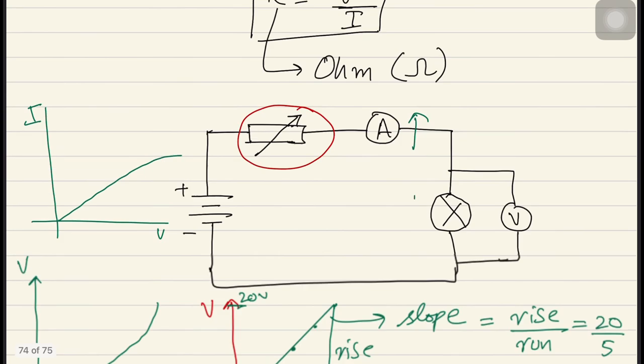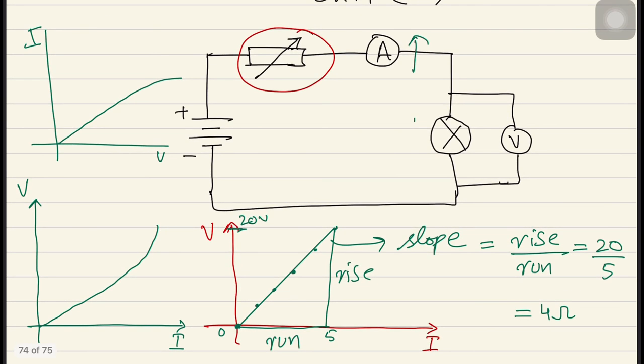Now in this case of the bulb, since the current and voltage are not directly proportional, we'll say that this bulb is a non-ohmic conductor. Why? Because it is not following the Ohm's law. In place of this bulb, if we replace it with a resistor, which is basically an electrical component that has a fixed resistance and is not affected by the temperature. Okay, so that's a resistor. It is an electrical component that controls the flow of the current, and its resistance is fixed and it is not affected by the temperature.